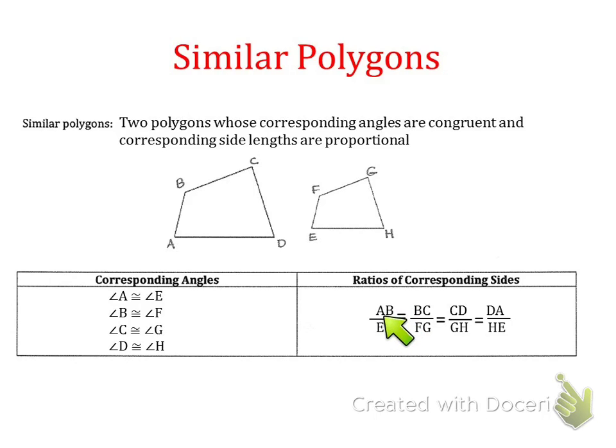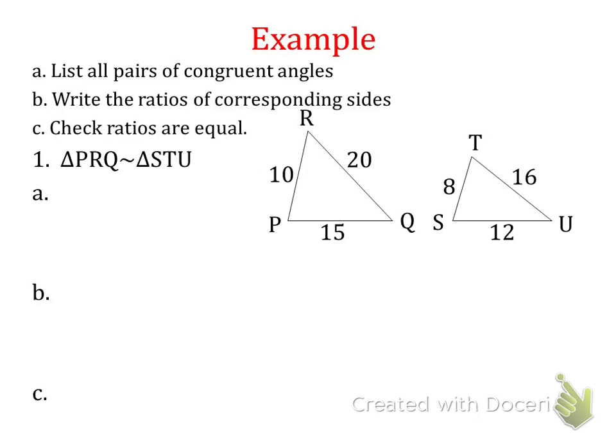So AB compared to EF needs to reduce to the same fraction as BC to FG, which should reduce to the same fraction as CD to GH. That's what we mean by sides. Corresponding sides need to be proportional. We're going to see that on the next example. So go ahead and turn your page in your notes. Copy the picture.